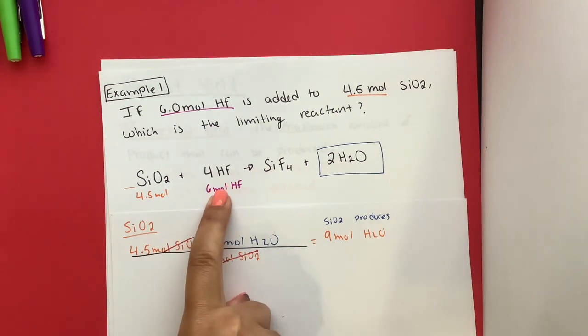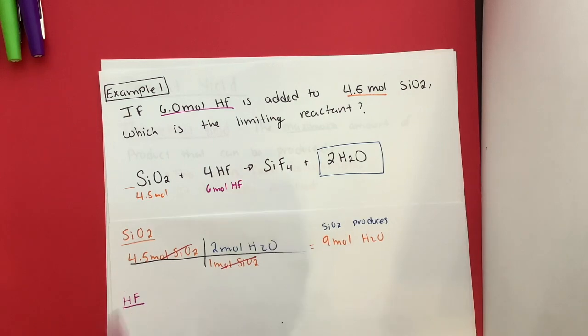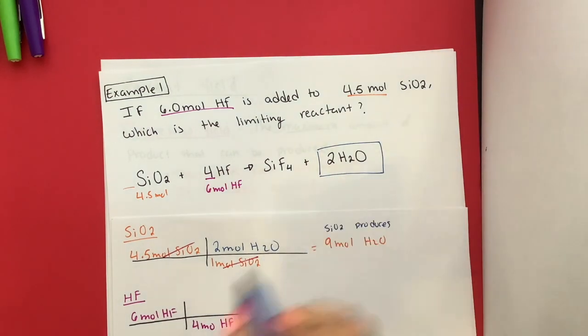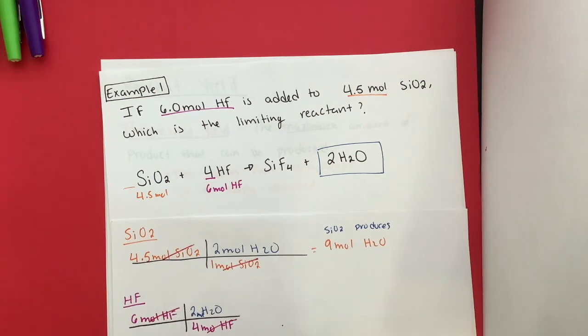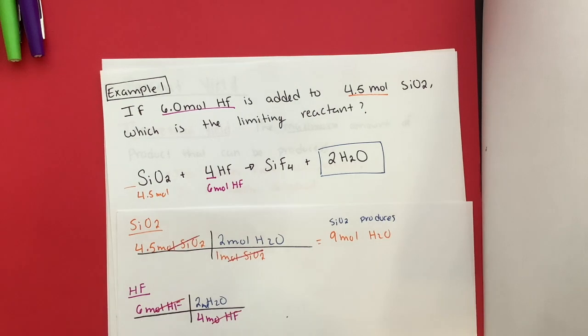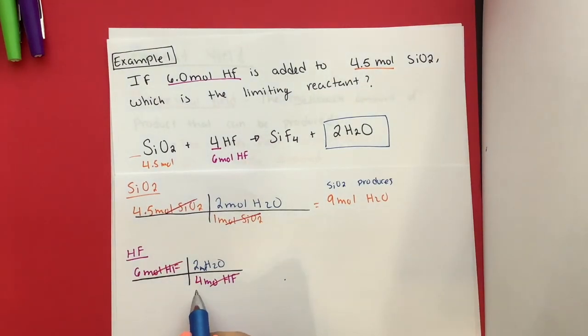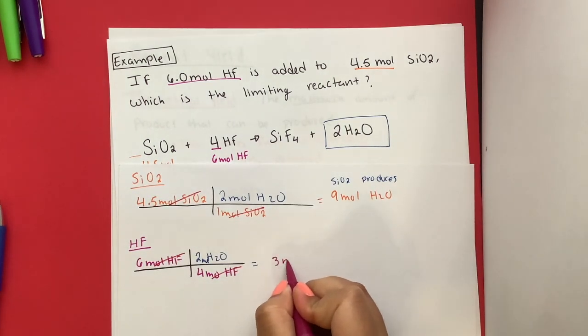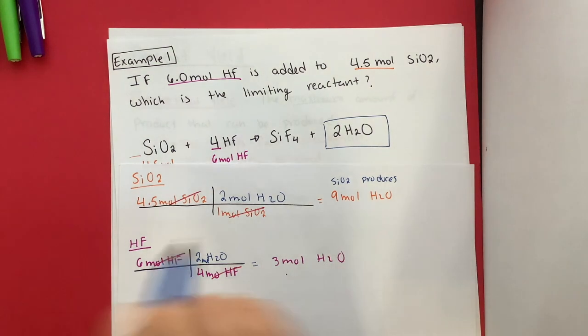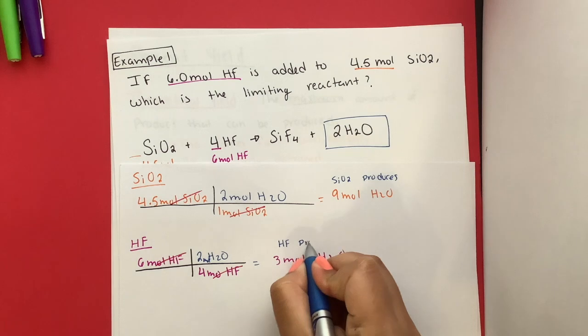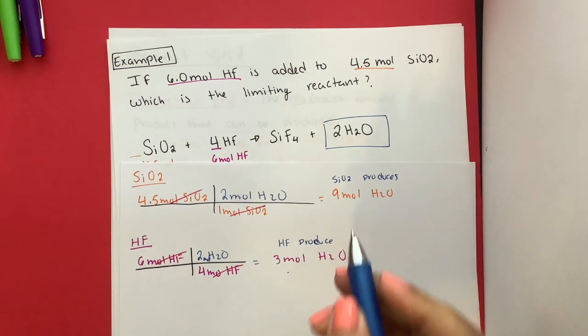Now I need to do the same thing, but looking at my 6 moles of HF. I need to see how much product I can produce. Since I'm already in moles, my next step is to use a mole ratio: 4 moles of HF for every 2 moles of H2O. The moles of HF cancel out. I multiply 6 times 2, 12, divided by 4, and that gives me 3 moles of water. So this HF produced 3 moles of water.